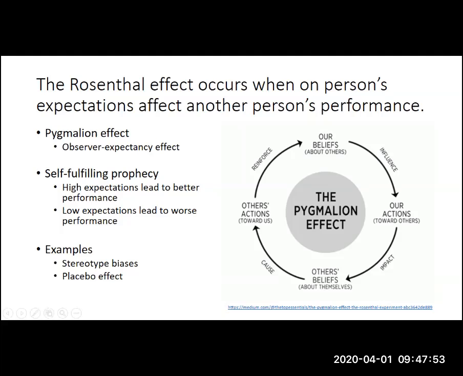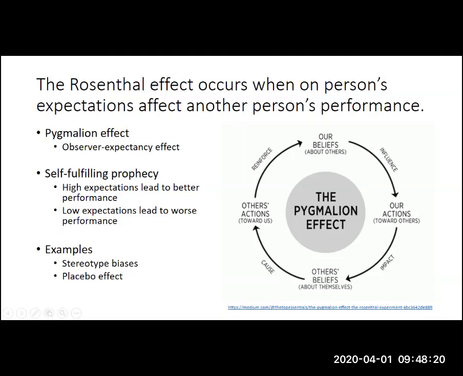And by doing that, it alters their actions so that they're going to be doing better on the test or performing better in some way. Because they're performing better, that's going to reinforce our belief that they're going to do better on this. And that, again, is going to influence them through our actions, having an impact on them. And so this continues in this cycle.